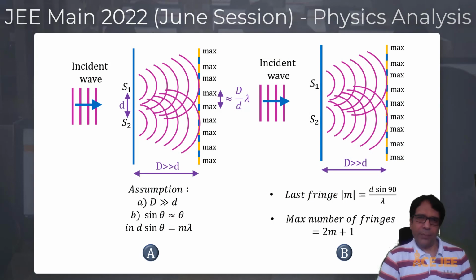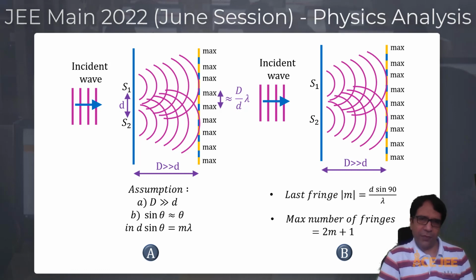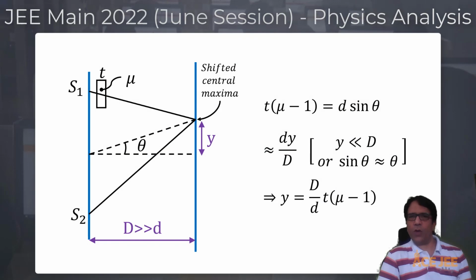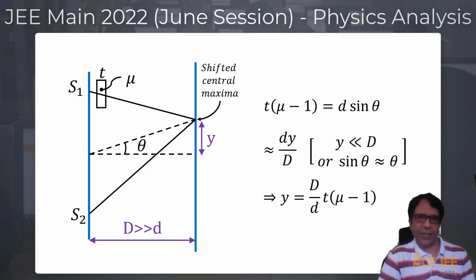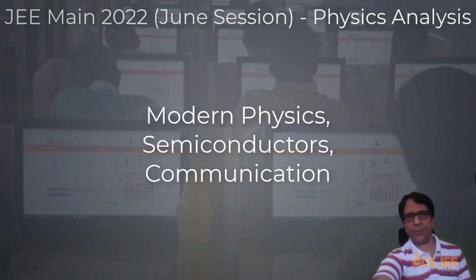Now, as far as Young's double slit experiment, fringe width, as always, is the focus. And there were some questions involving either a medium instead of a vacuum between the slits and the screen, or you had a glass slab placed in front of one of these slits, and then you were asked some information about the interference pattern. With that, now let's move to modern physics, semiconductors, and communication.